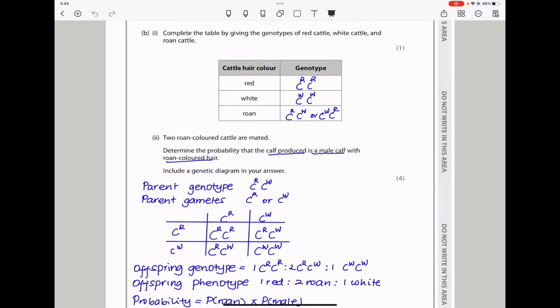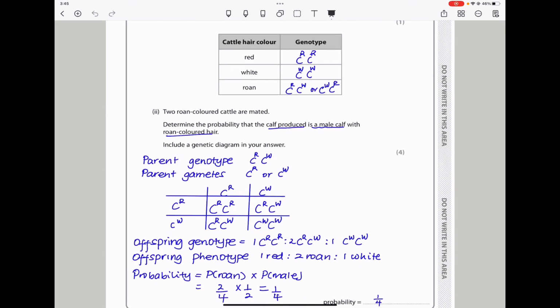Down here they say 2 RO1 colored cattle are mated. Determine the probability that the calf produced is a male calf with RO1 colored hair. Include a genetic diagram in your answer. Because we're mating 2 RO1 colored cattle, the parent genotype is going to be that for both parents, meaning the gametes are going to be either that or that. Now, by drawing this genetic diagram, we have that and that and that as possible gametes. So when fertilization occurs, the genotype of the offspring is going to be that, and that.